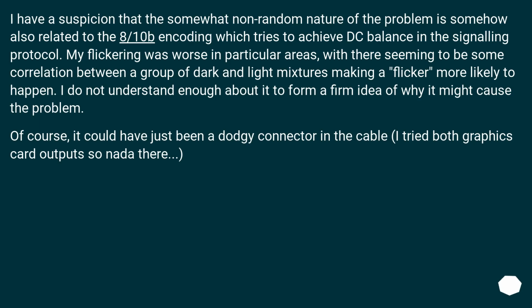I have a suspicion that the somewhat non-random nature of the problem is somehow also related to the 8b/10b encoding, which tries to achieve DC balance in the signaling protocol. My flickering was worse in particular areas, with there seeming to be some correlation between a group of dark and light mixtures making a flicker more likely to happen. I do not understand enough about it to form a firm idea of why it might cause the problem. Of course, it could have just been a dodgy connector in the cable. I tried both graphics card outputs, so nada there.